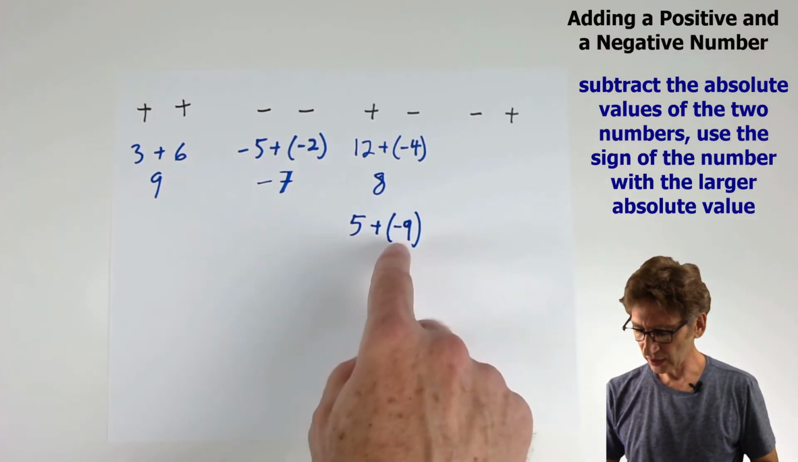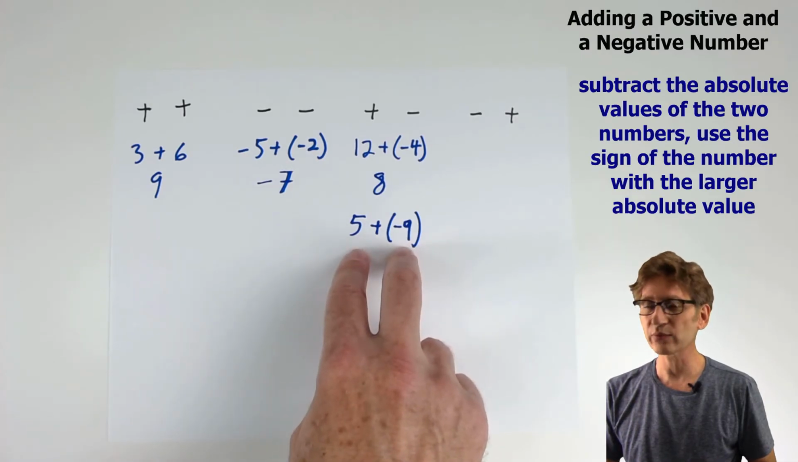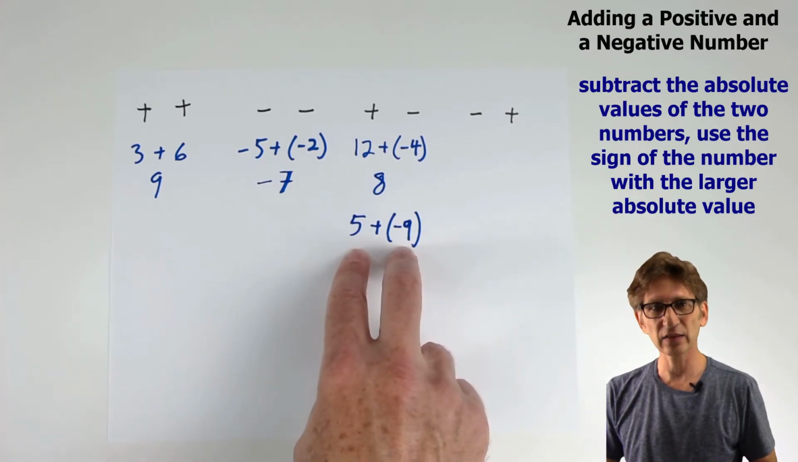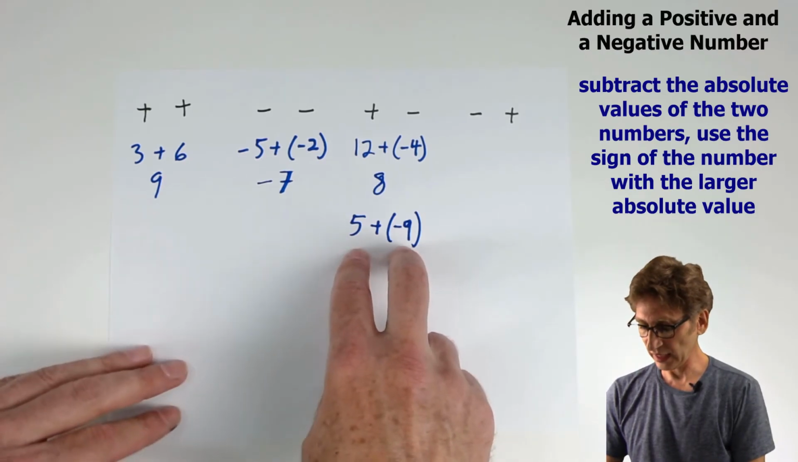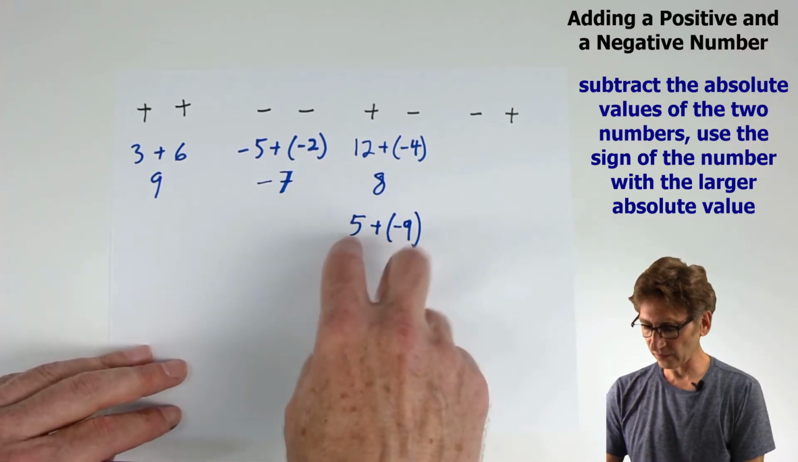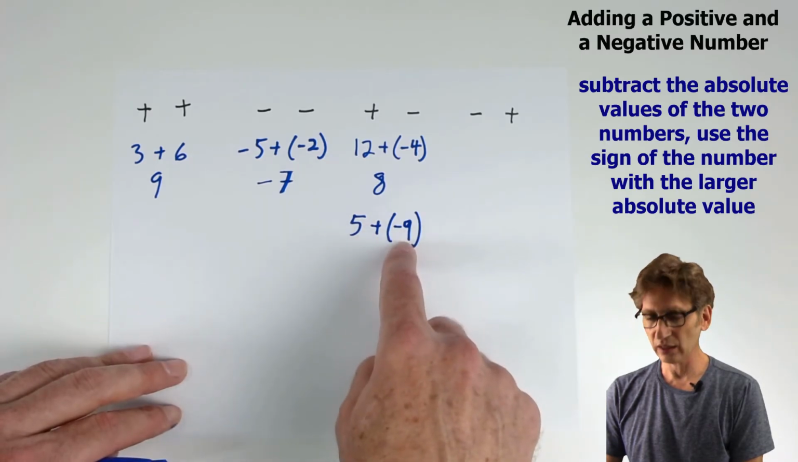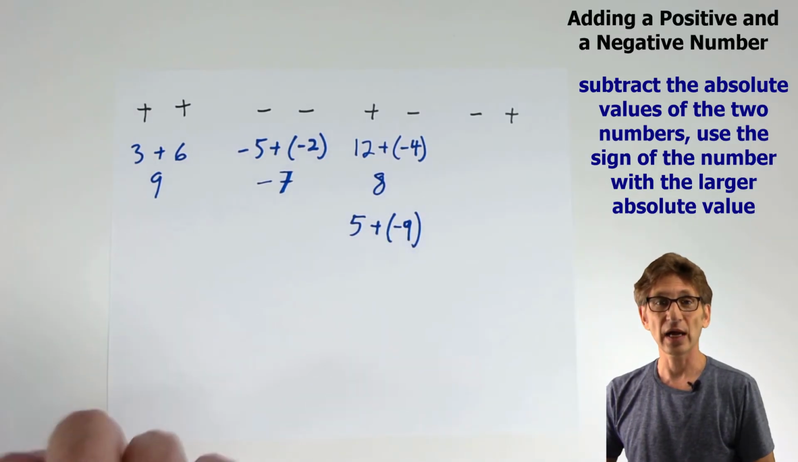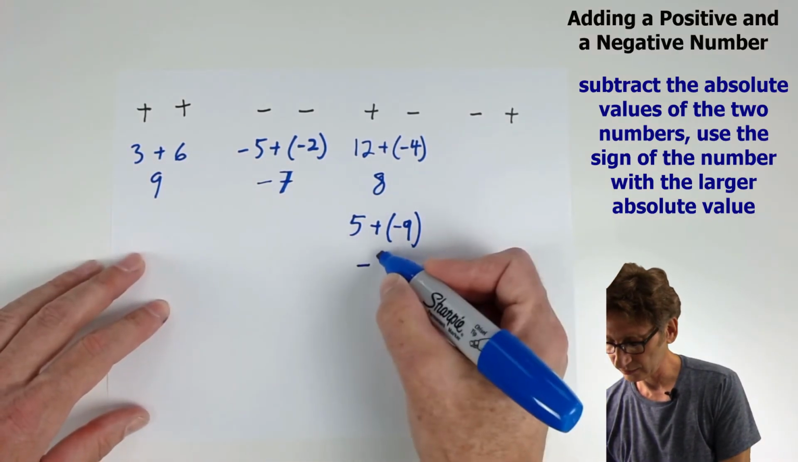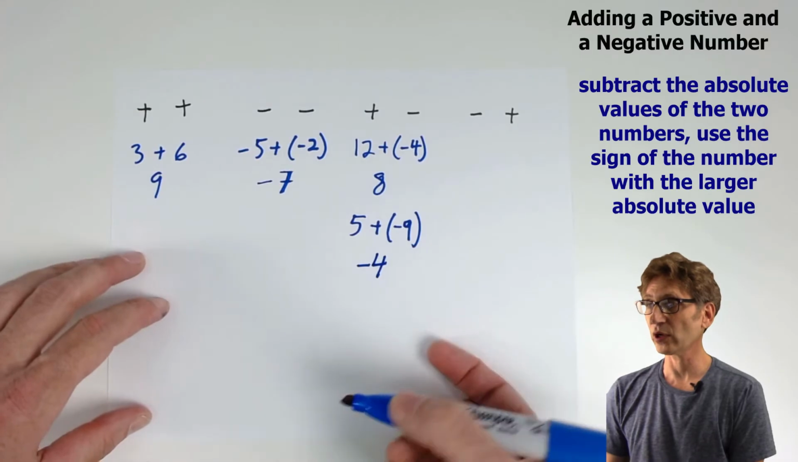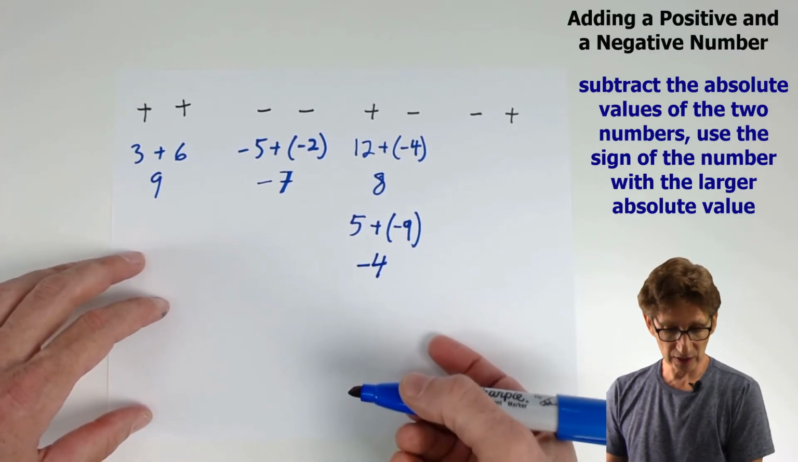So I look at the sign of the number that has the bigger absolute value. In this case, that's negative 9. So the result is going to be negative. Since negative 9 has a bigger absolute value than 5, I'm using the sign of negative 9. So 9 minus 5 is 4, and I will make that result negative. Negative 4.